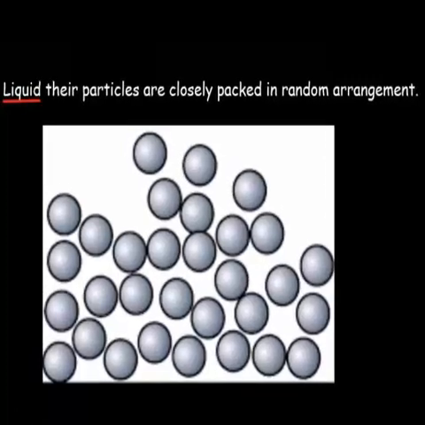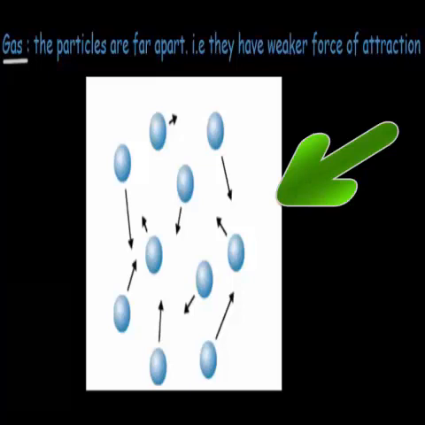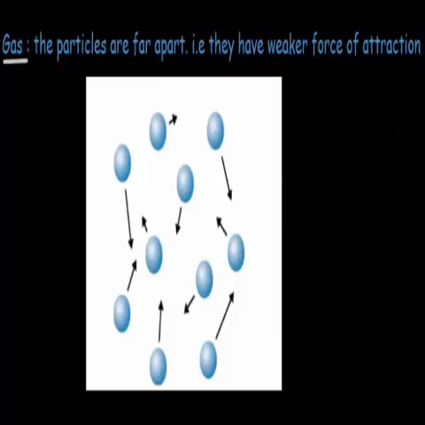Now let's talk about gas. In gas, the particles are far apart, that is, they have weaker force of attraction. Now the diagram for the movement, we have this. You can see that their particles are far apart from each other. This is exactly what the diagram of the movement of gas particles looks like.